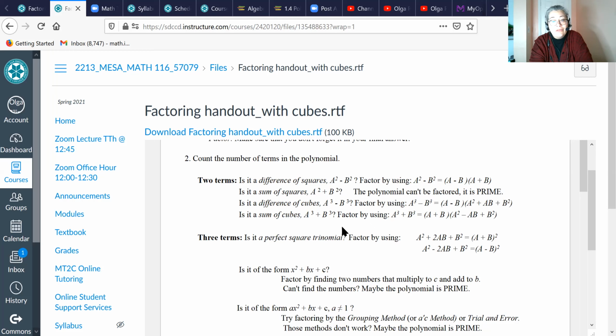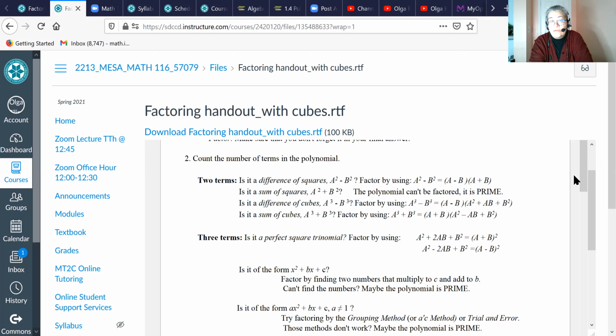Now, not all two-term polynomials will fit these patterns. Some will not be factorable. Only those two-term polynomials that fit these patterns will be factorable, and it's up to you to check if they are the type that's factorable.